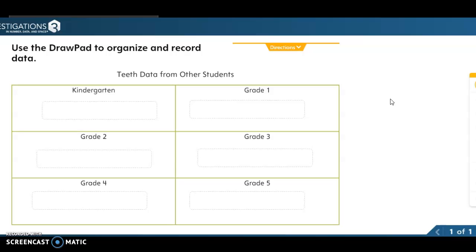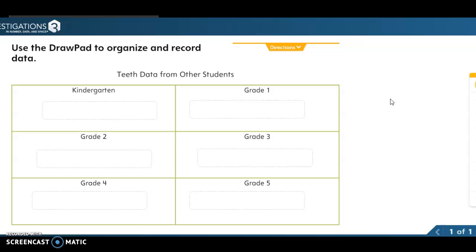So let's get started. You have already done some work with collecting data, and we are just going to move forward with that. Our focus today is to make predictions about data that will be collected. That means information that we are going to find out later. We're also going to be working on collecting and recording that data. So, making a prediction about what we think the data is going to be, and then how do we collect that information, and how do we record it.